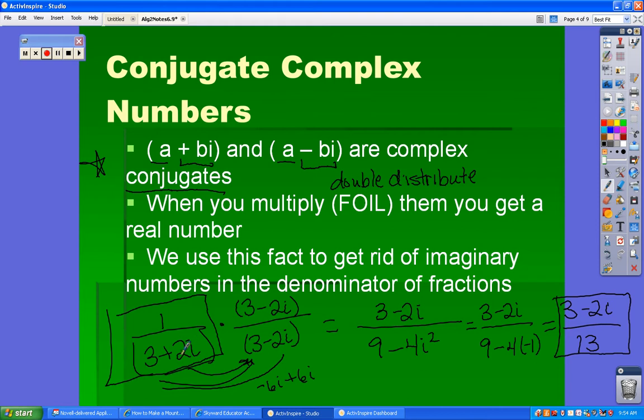They look very different. You couldn't just come up with that by looking at it. But we multiply by that special variety of a 1, the conjugate 3 minus 2i over 3 minus 2i, because that equals 1, and it makes it look completely different, and it has a real number denominator, which is what we need in math.